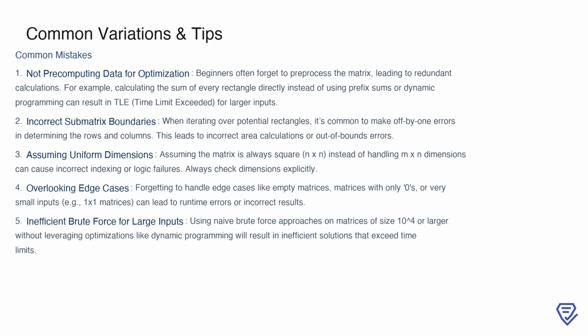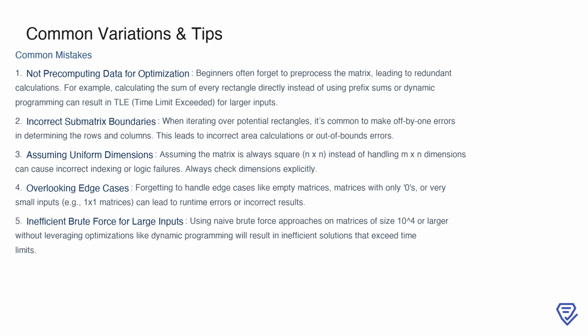When solving maximal rectangle problems, there are several common mistakes to watch out for. One major issue is not pre-computing data for optimization. For instance, calculating the sum of every possible rectangle directly can lead to excessive redundant computations and cause time limit exceeded errors on large inputs. Instead, techniques like prefix sums or dynamic programming are essential for efficient solutions.